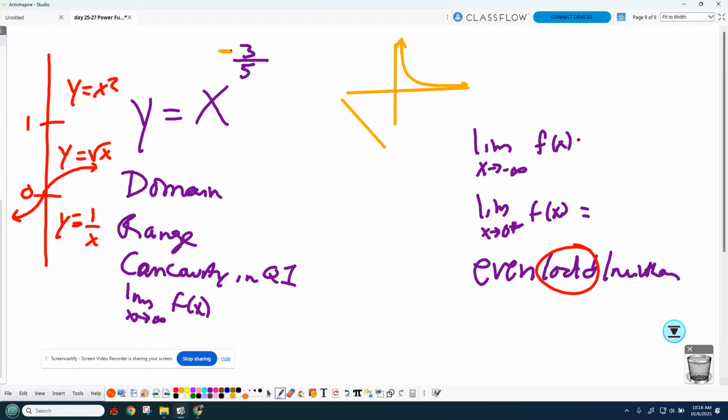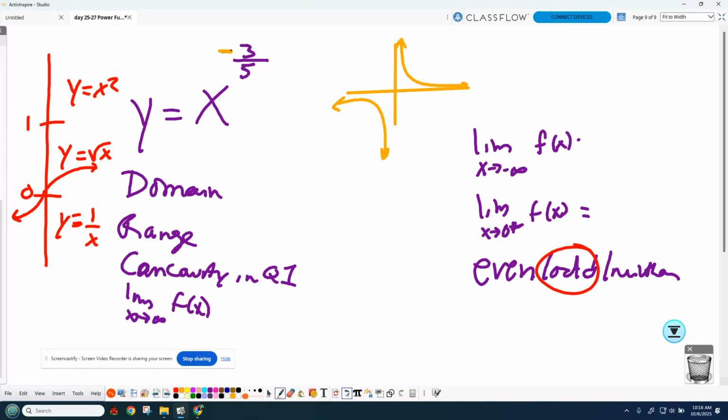And the way I check it is testing -1. -1 to the 3. Again, Joaquin says it's -1. And then what times itself 5 times is -1? -1 is -1. All right, here's the hard one though.